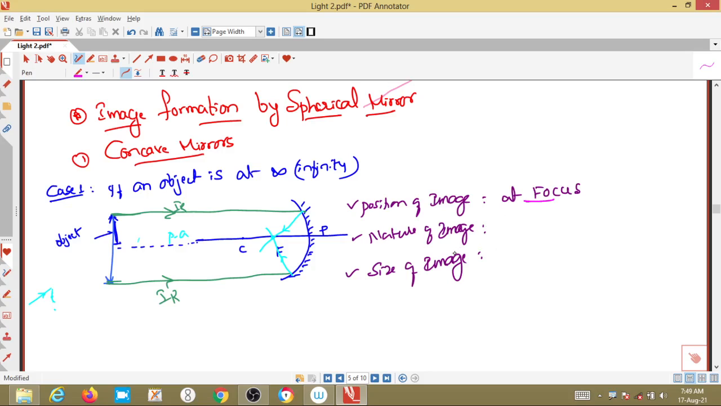What is the nature of the image? See, the image is formed whether it is in front of the mirror or behind the mirror. It has formed in front of the mirror, right? This is the front side, this is the back side. So image is formed on the front side of the mirror. Whenever the image is formed on the front side, those images we call real images, and it is inverted.